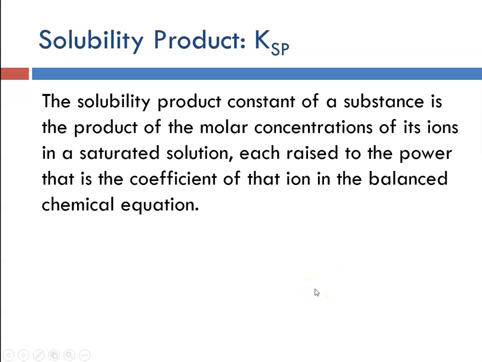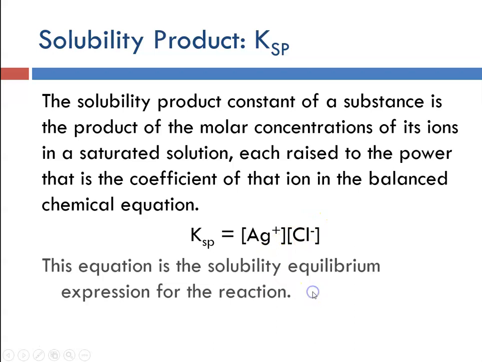So the solubility product constant of a substance is the product of the molar concentrations of its ions in a saturated solution. And that's because in a saturated solution, you have this equilibrium established. And each would be raised to the power that is the coefficient of that ion in your balanced chemical equation. So for our previous slide, the KSP for silver chloride would be concentration of silver ions times that of chloride ions. They're raised to a power of 1 because their coefficients were 1. And this equation is the so-called solubility equilibrium expression for that particular reaction.